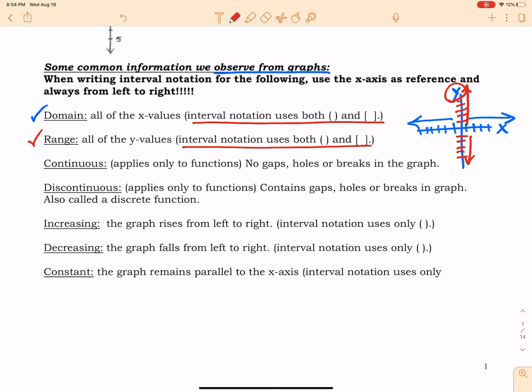So some other behaviors that we can see in our graphs. Well, we can tell if they are continuous or not. That means there aren't any holes, gaps, or breaks in the graph. A good way to think about something that's continuous is if you can draw it without picking up your pencil. Discontinuous, of course, is the opposite of that. A discontinuous function or a discontinuous graph does have gaps, holes, or breaks in it.